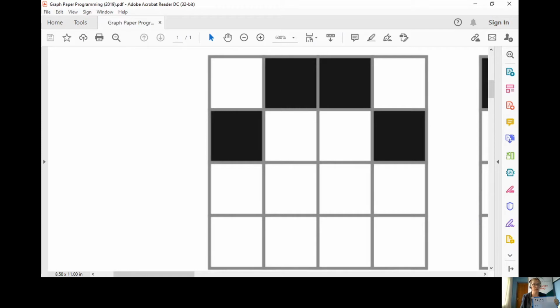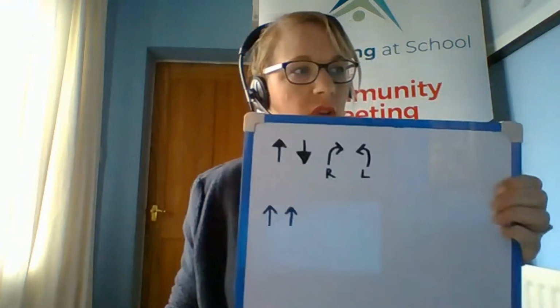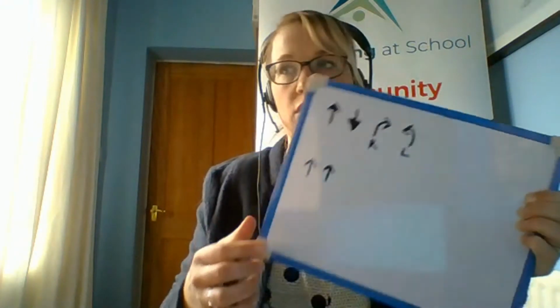I'll give you a moment to do that. Have a check, just make sure you're happy. I'm going to stop sharing my screen. That's what I've managed to get so far. So this is the first part of my algorithm.